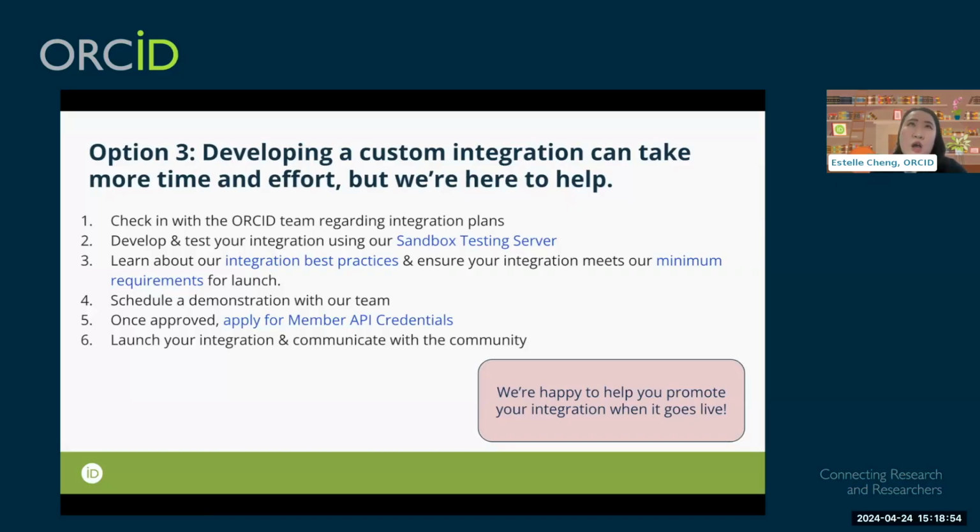And we are also happy to help to promote your integration to the community. So if you check the ORCID blog post, there are already some existing exemplar blog posts where we work with our members to advocate your integrations. So please let us know. Again, the simplest way is to contact us and reach out to us so we know what's happening.